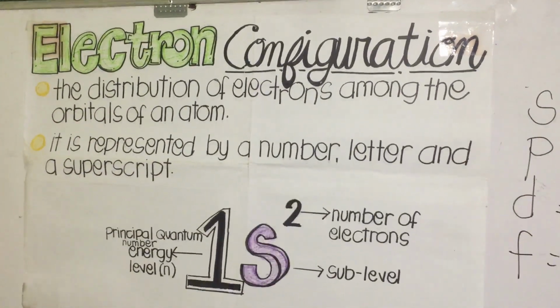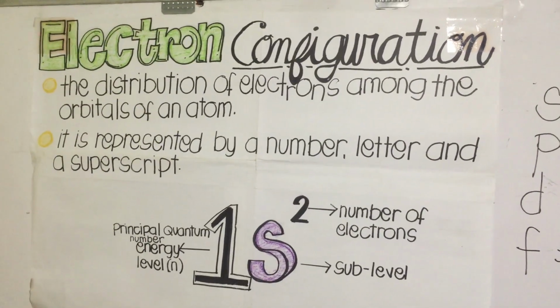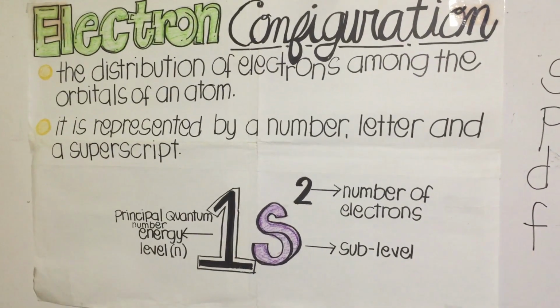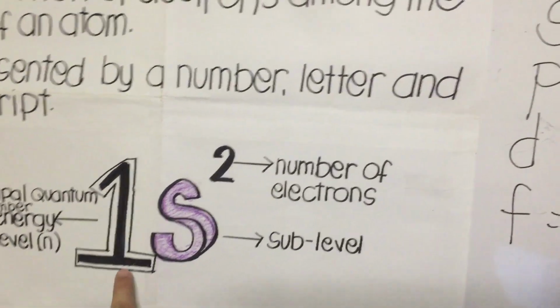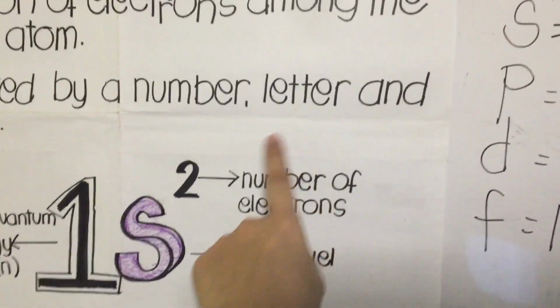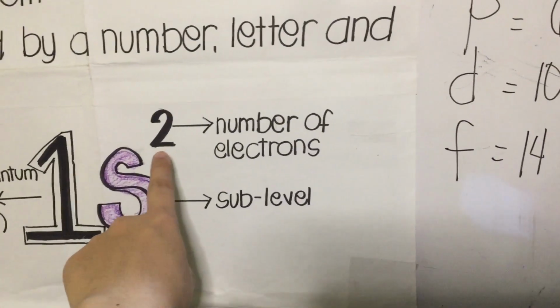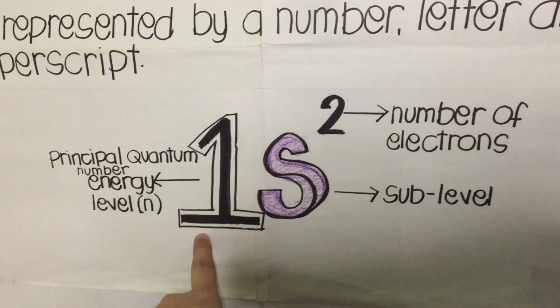Electron configuration is defined as the distribution of electrons among the orbitals of an atom. It is also represented by a number, a letter, and a superscript. Superscript is like an exponent. The number here represents the principal quantum number.